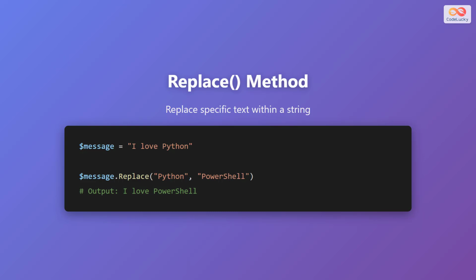The replace method allows you to find and replace specific text within a string. Here we have a variable called message containing I love Python. To replace Python with PowerShell, we call message.replace and pass two arguments. First, the text we want to find, which is Python, and second, the text we want to replace it with, which is PowerShell. The output is I love PowerShell. This method is extremely useful for data cleaning, text formatting, and modifying file contents.